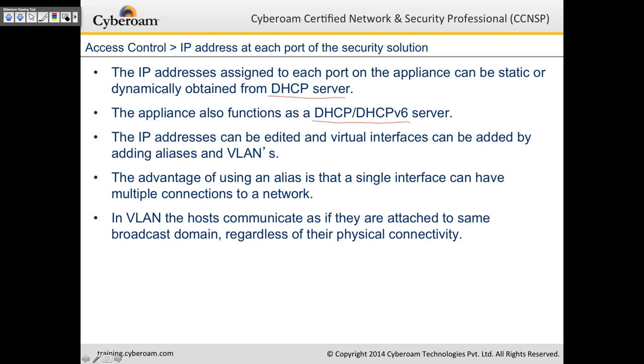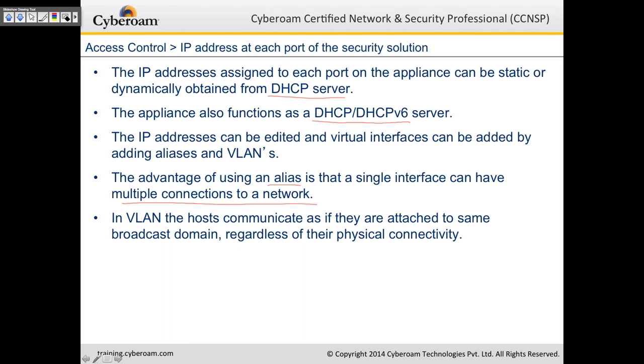The IP addresses can be edited and virtual interfaces can be added by adding aliases and VLANs. The advantage of using an alias is that a single interface can have multiple connections to a network. A very good example of using an alias would be, let's say you've got a pool of 5 public IP addresses in the same subnet from your ISP and you want to bind all the 5 public IP addresses on the WAN interface because you want to host different servers on different public IP addresses. That's when you go ahead and add an alias to your WAN interface and you bind those 5 public IP addresses.